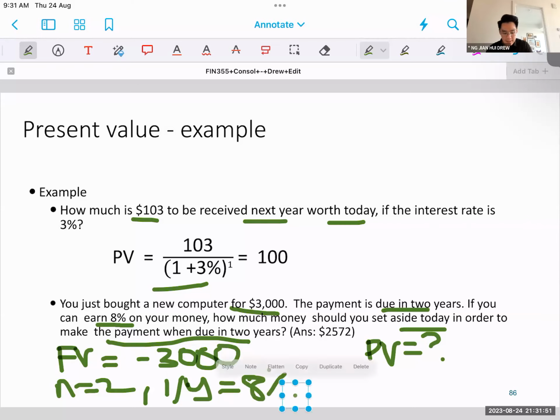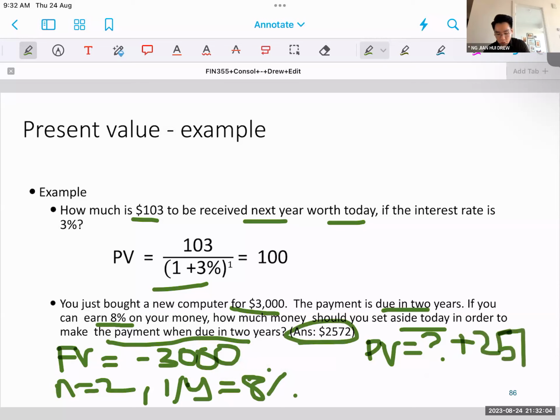And if we put this into your Excel formula to calculate PV, we should be able to get this, and your answer will be a positive 2572. And why is it positive? It's because you have to have the money in your pocket of this amount today so that you can pay, meaning money going out of pocket, the negative 3,000. Right? So that's where you see the negative and positive becomes important.